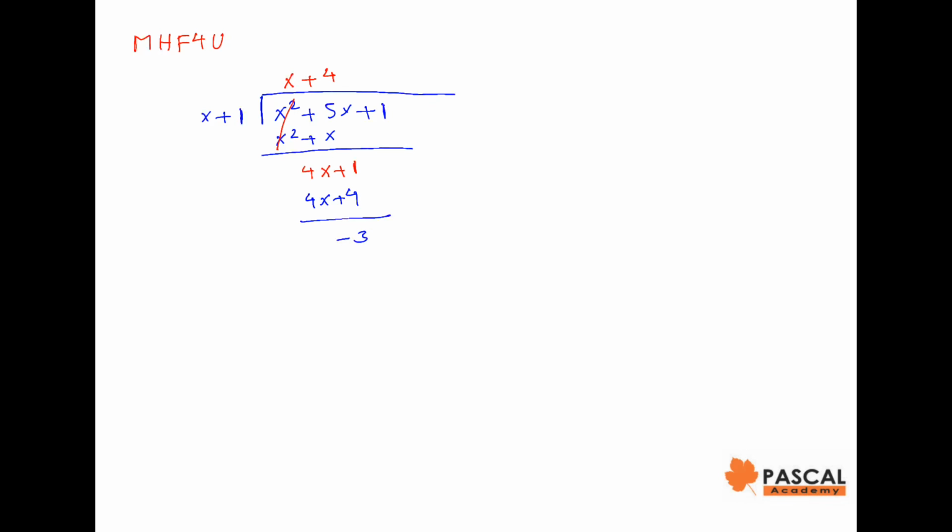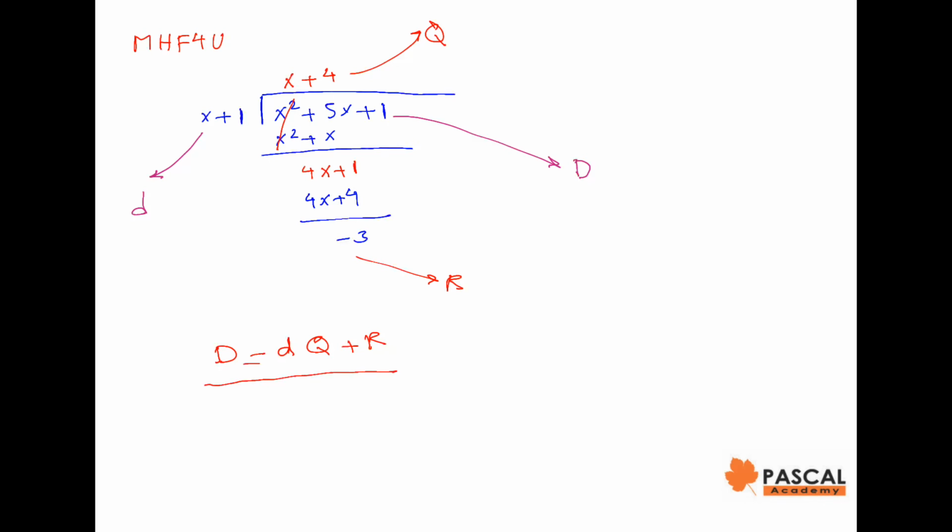As you know, x^2 + 5x + 1 is called the dividend. x + 1 is called the divisor. x + 4 is called the quotient, and -3 is called the remainder. D would be D times Q plus R. This is called the division statement.